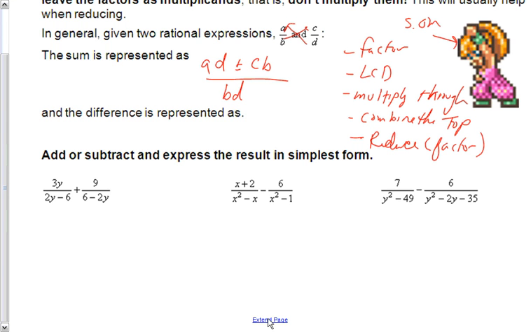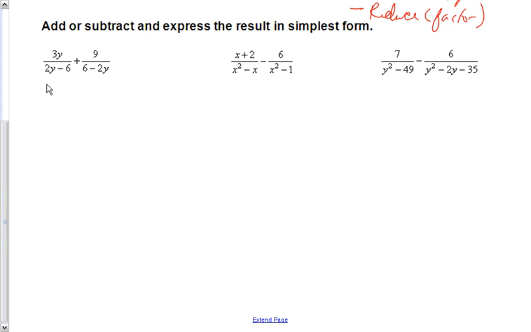Alright, so let's take a look at this one. If we take 3y over 2y minus 6 and 9 over 6 minus 2y, our first step is always to factor if we can. If we factor out a 2 at the bottom, it's y minus 3. Over here, if we take out a negative 2, it's y minus 3. So you can see these things are pretty similar. The LCD is going to be what they share, so it better have y minus 3 in it.